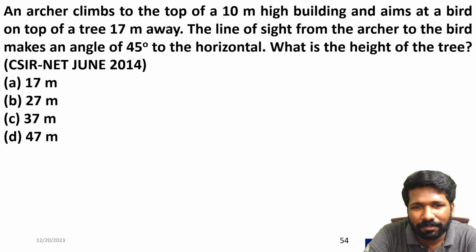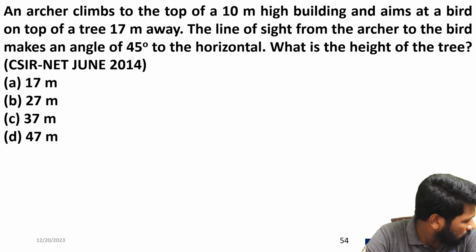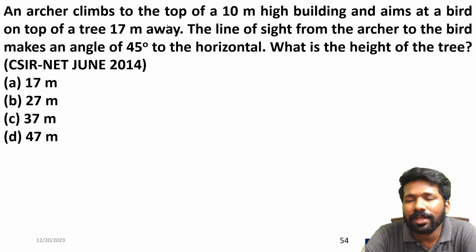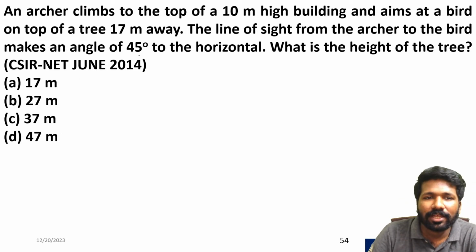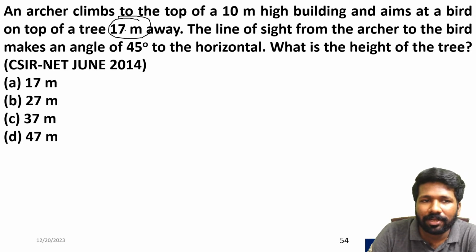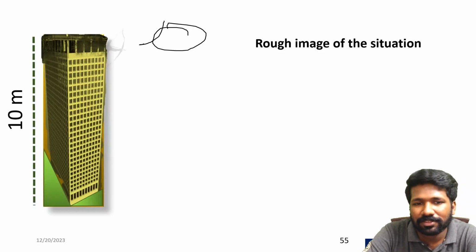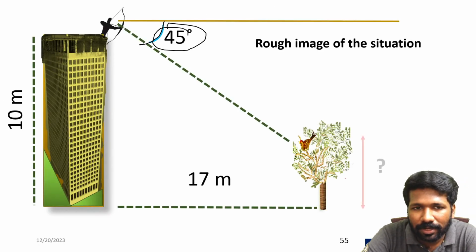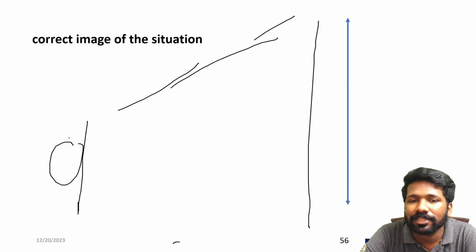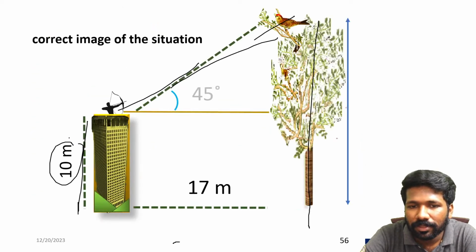If you say the building height will be taller than the height of the tree, then the height of the tree should be below 17 meter. But all options are 17 or above 17 meter. That itself is clear, that it will not be a situation like this. It should be like this.